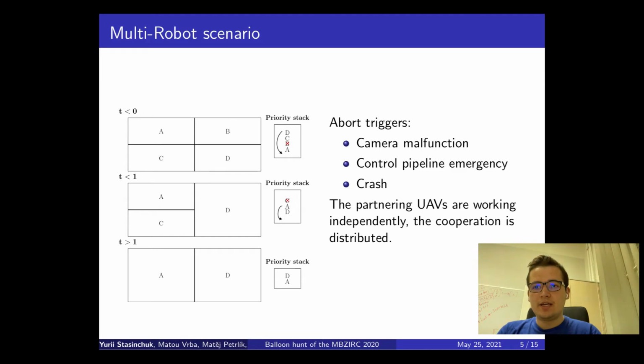The priority means that once a colleague UAV, which is a neighbor of this UAV, has crashed or landed, or some abort triggers, because the system checks for those, if the camera is not working, or there is a control pipeline emergency, or it crashed. The priority stack is maintained among all the drones, and they share it in the communication, which is 1 hertz. And once the system at each drone detects that one drone is down, the priority stack is changed and the areas are split again, as you can see in the pictures.